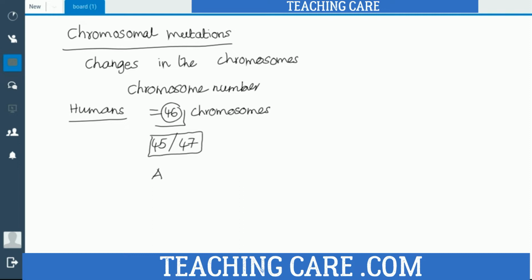it is called aneuploidy. If the chromosome number is not exactly 46, either less or more, then it is called aneuploidy.